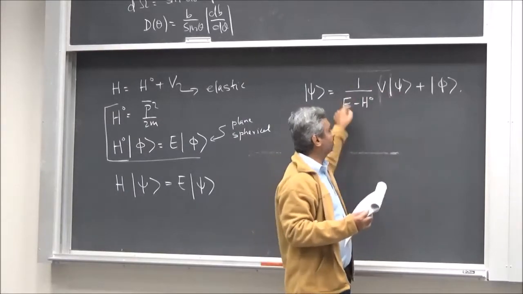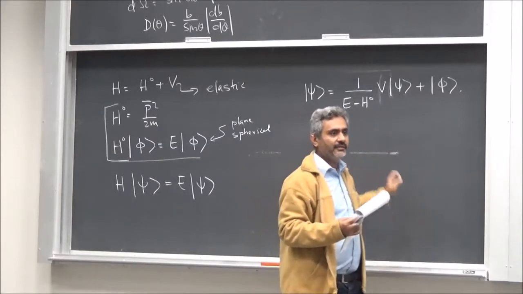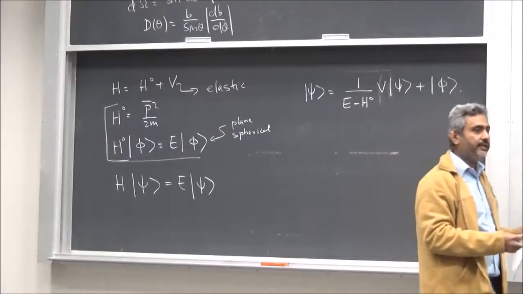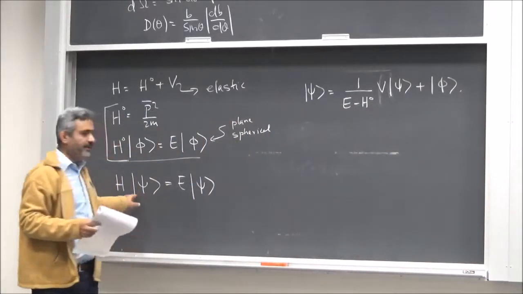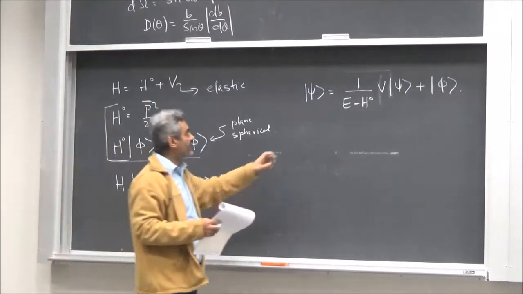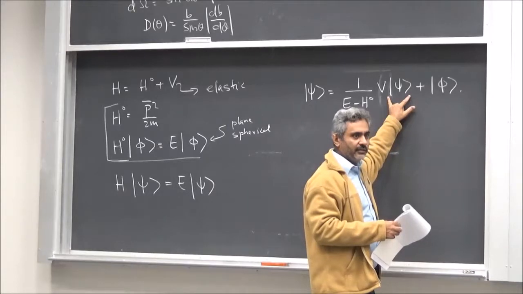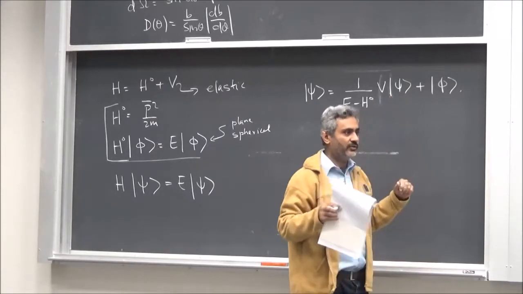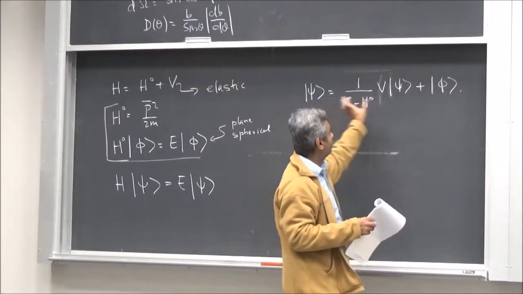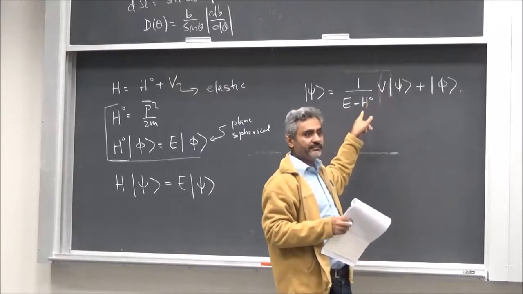So this is the scattered wave. The scattered wave is an eigenstate of H. Now the problem is that we have written psi in terms of psi, right? So we will have to remedy that somehow. Of course this is not quote unquote a solution, but this tells you that this part is the incident wave and this is the effect of scattering.